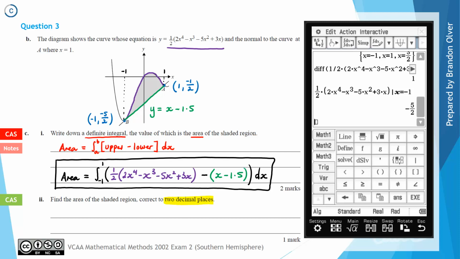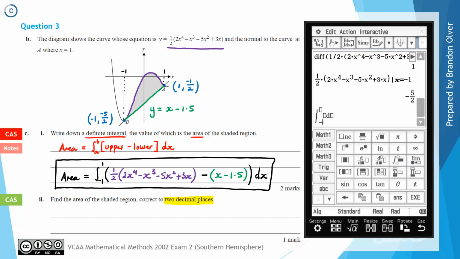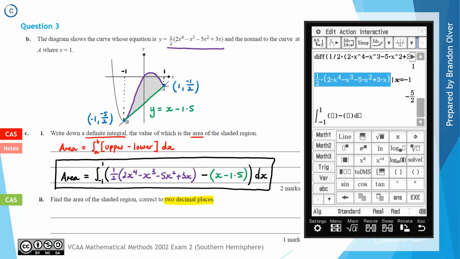So on the CAS calculator, we want to enter that integral. So under Math 2, we can bring up the integral symbol, and we want to go from x is -1 to 1, so they were our limits. And then we wanted to have an upper function subtract away a lower function. So just so we get it right, I'm going to put those 2 brackets in. And our upper function was the quartic polynomial, so I'm going to drag that rule down. And then our lower function was the normal line that we found way back in part B, which was x subtract 1.5. And now just to finish off that integral expression, we need to integrate that with respect to x.